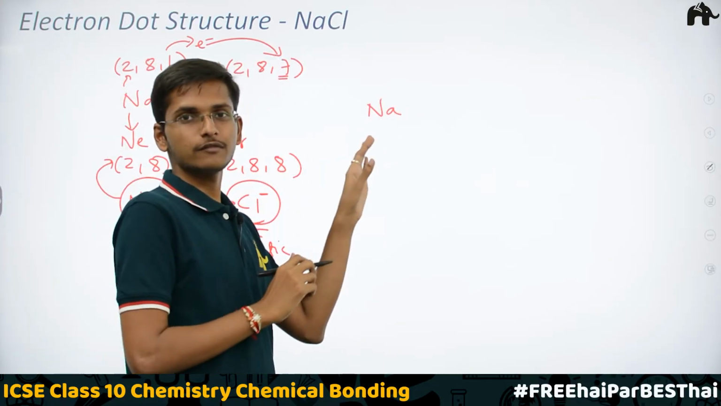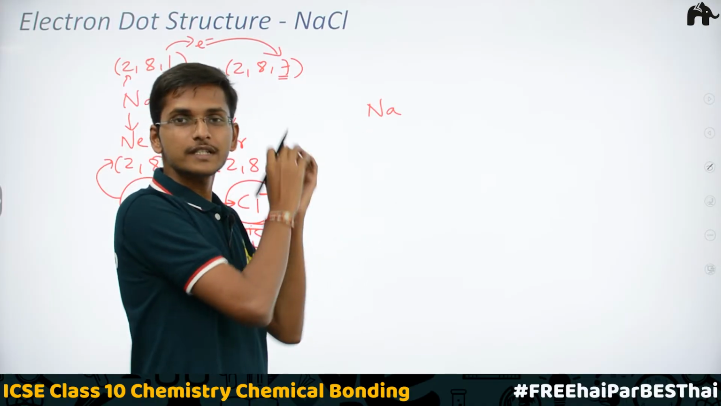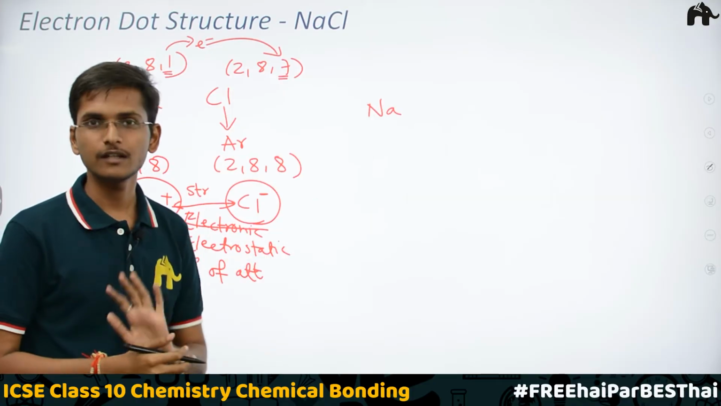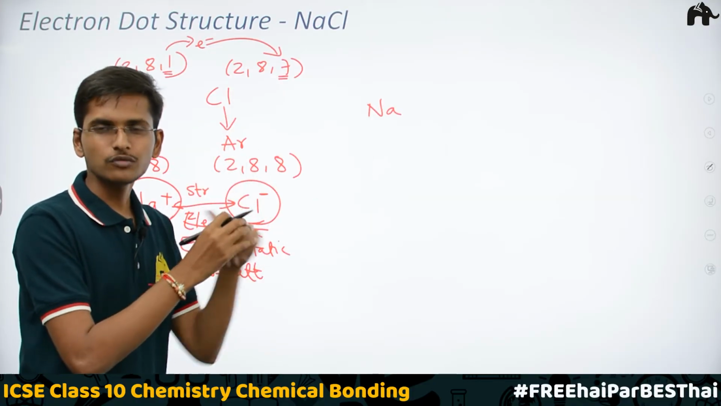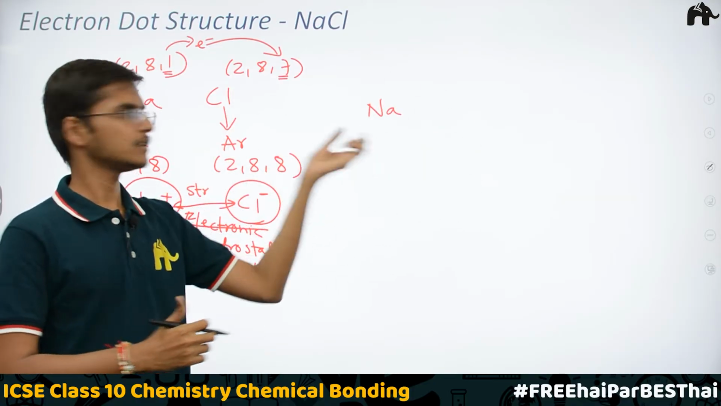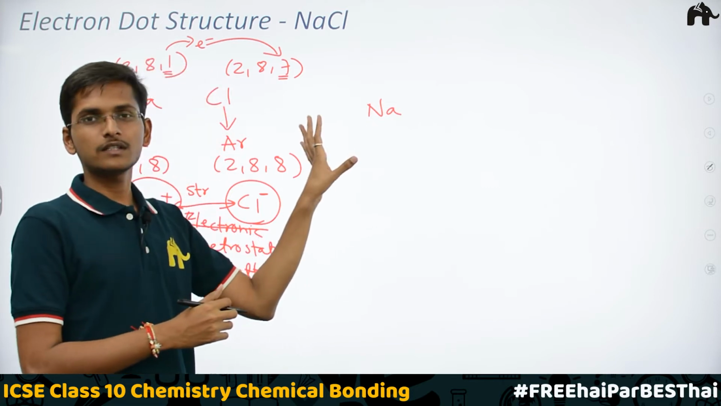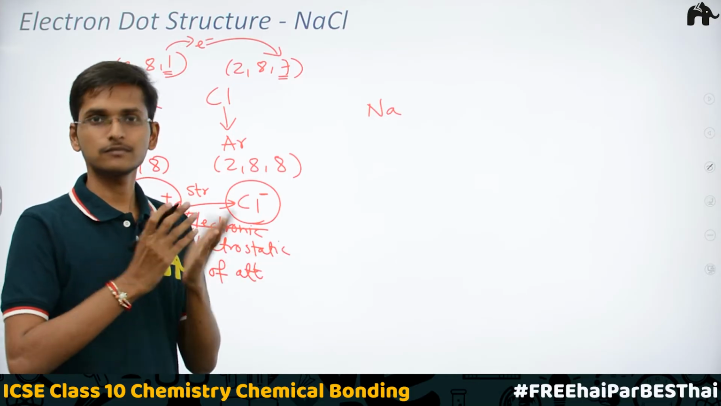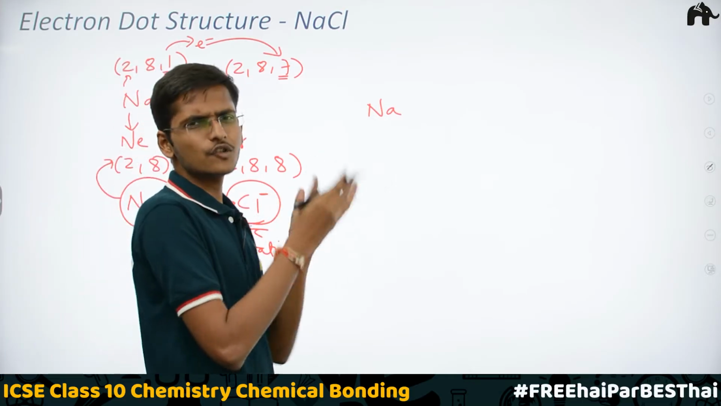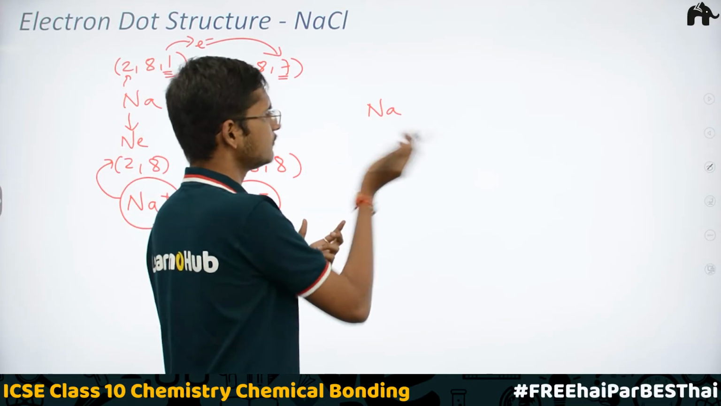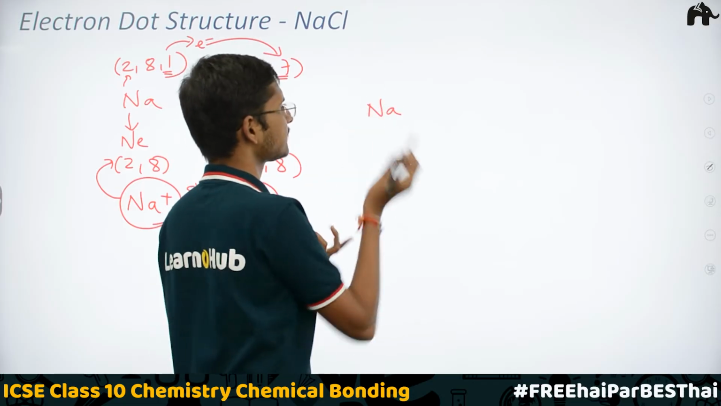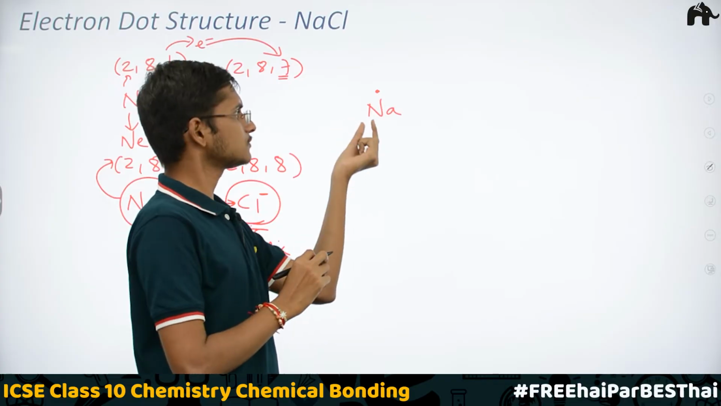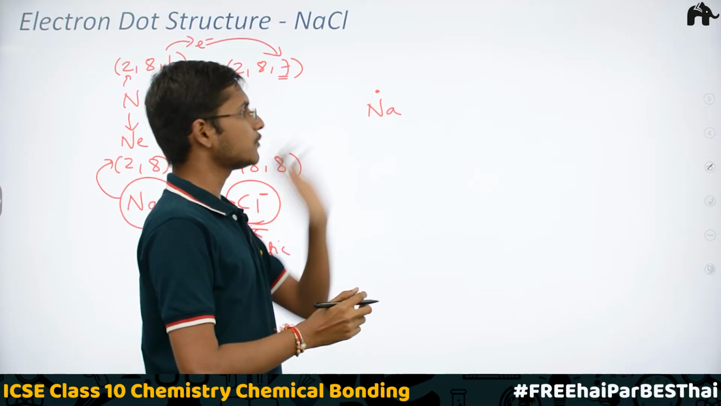So what we have learned: first we have to represent the electron dot structures of individual atoms, Na and Cl. Then we have to show how they are combining, and then show the compound NaCl. So first for Na, I have written the symbol. Then the outermost shell electrons I would represent with the help of dots, or circles or crosses. Any one symbol you pick. So I like dot first. I have represented the outermost shell electron of sodium, which is 1, with 1 dot.